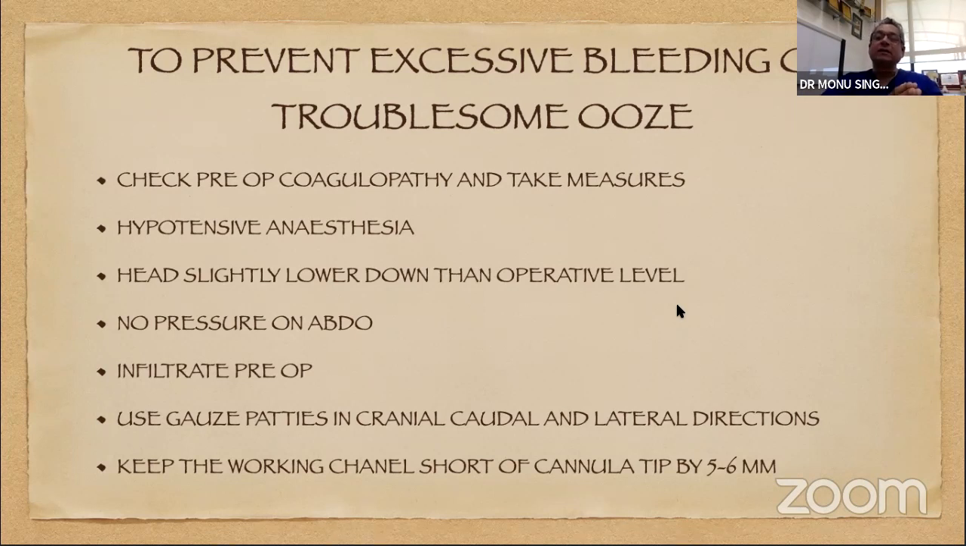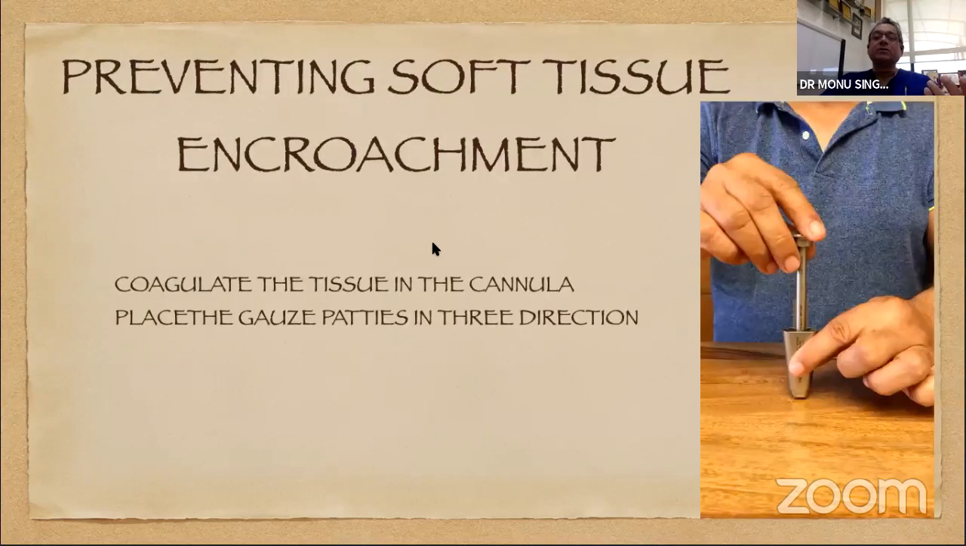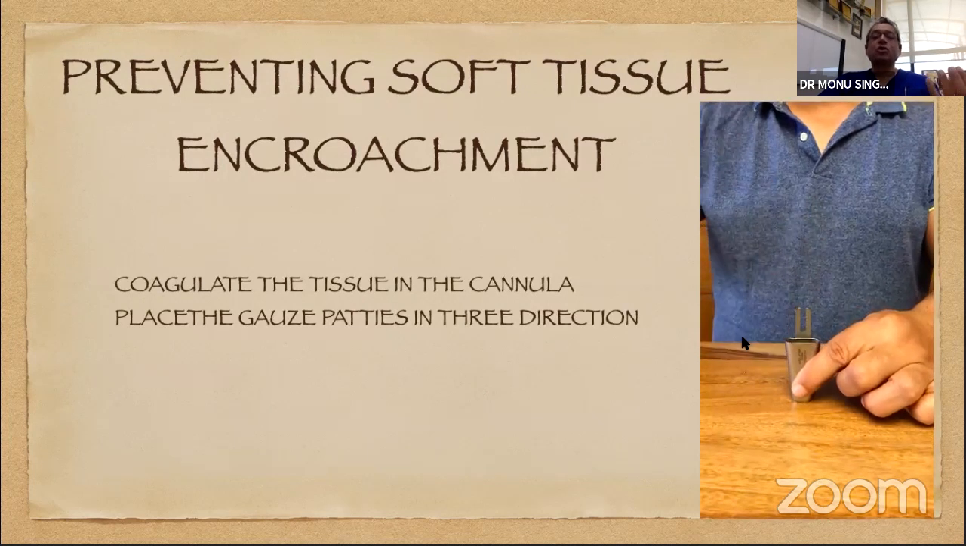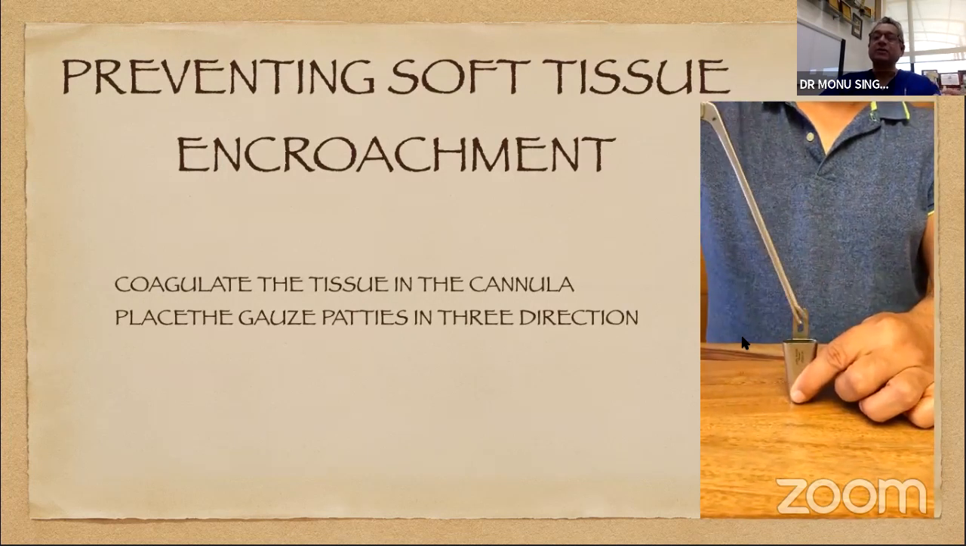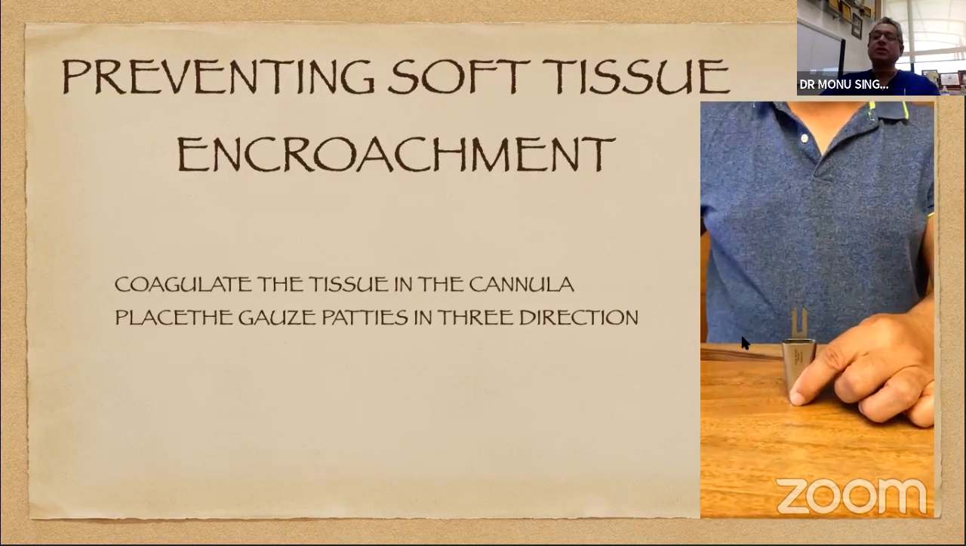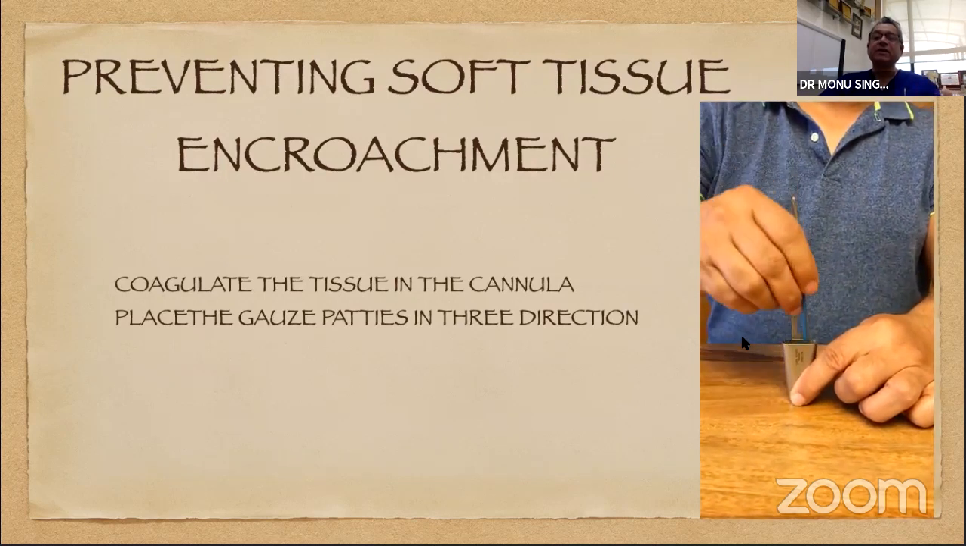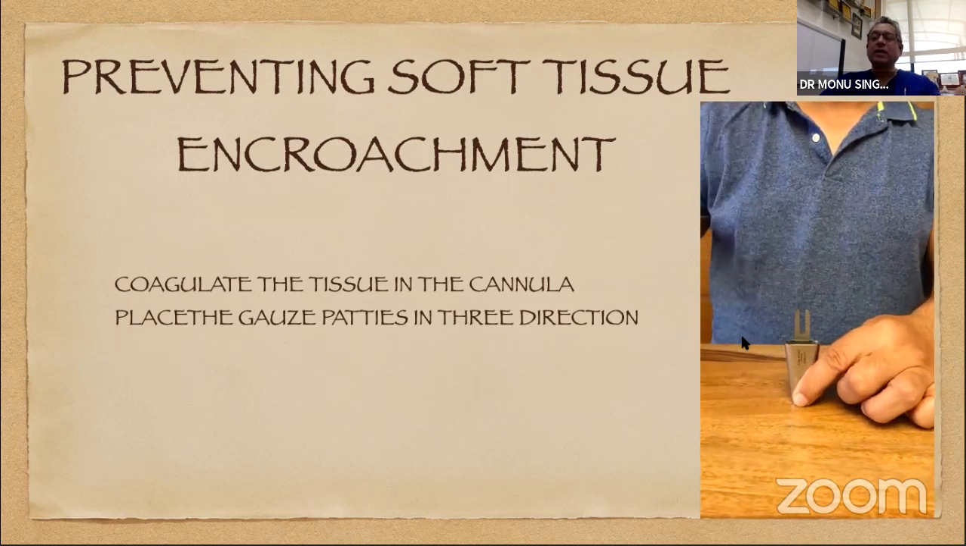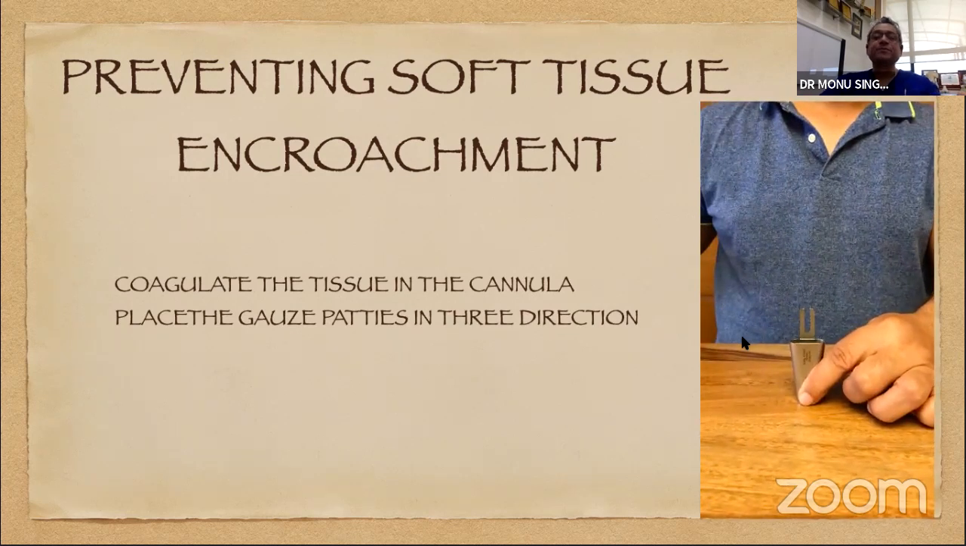Keep your working cannula a little short, your working channel a little short of the cannula tip, just so that your scope should not be smeared with blood, because it's very difficult to keep cleaning it again and again. Second problem is that of soft tissue encroachment into the working field. So for that, a simple thing is that you should just coagulate the tissues which come into your cannula initially only. Once you've placed your cannula, the working sleeve, just clean out the tissues and coagulate them. It's very simple before you put in your working sleeve.